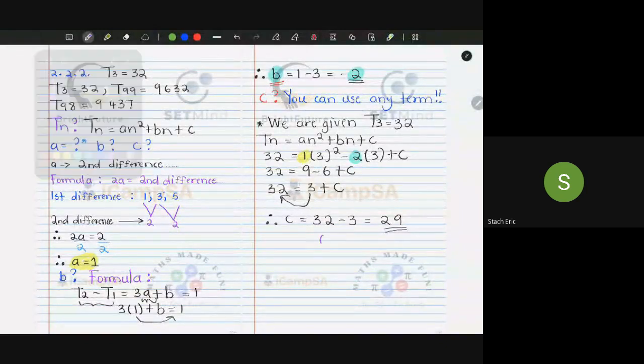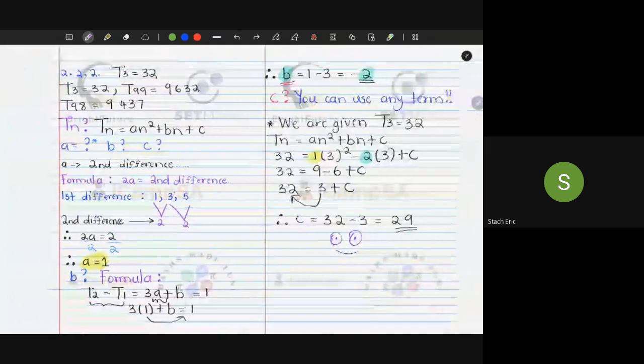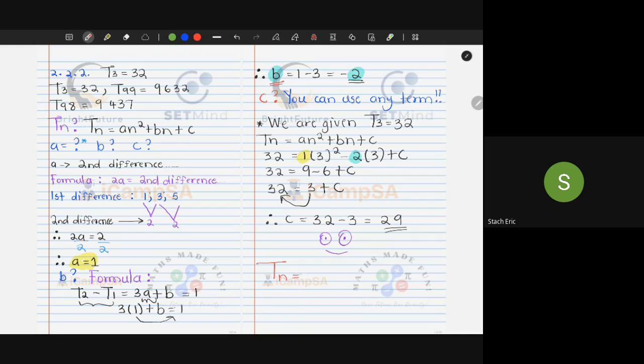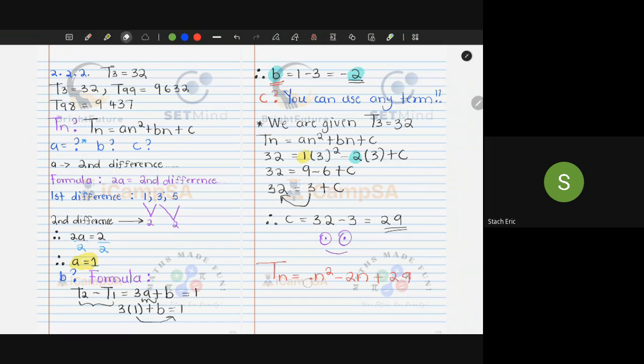We can now smile, guys, because we have all the values we need to give the final answer. They were asking us to determine Tn. So we now know a, b, and c. Our Tn will be equal to, for a, it is 1, so 1n squared. For b, it is minus 2, so minus 2n. Then for c, it is 29. So I can remove the 1 there. That becomes our answer.